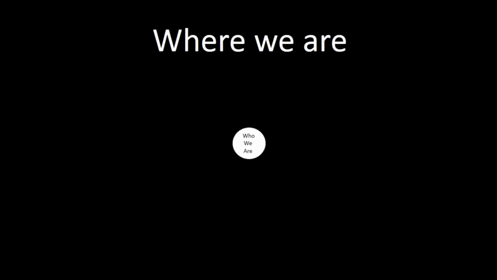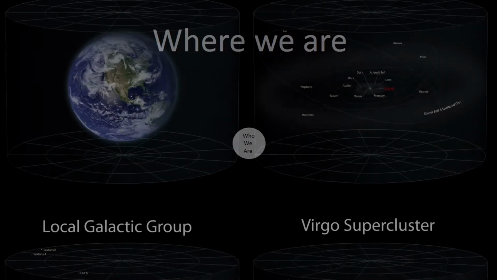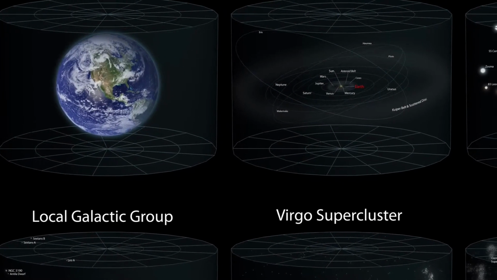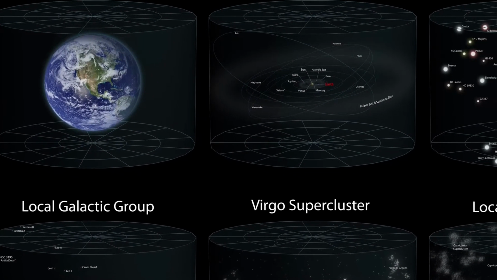Knowledge consists of two categories: the knowledge of where we are and knowledge of who we are. And if we simplify those two categories, then we'd be able to simplify all areas of knowledge. To understand where we are, we first need to simplify the universe.